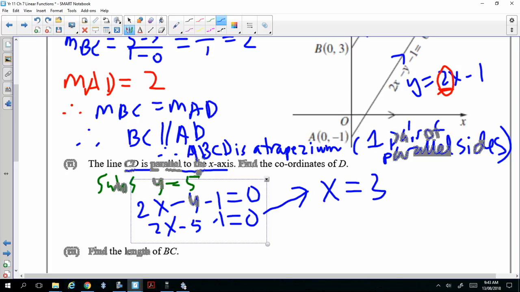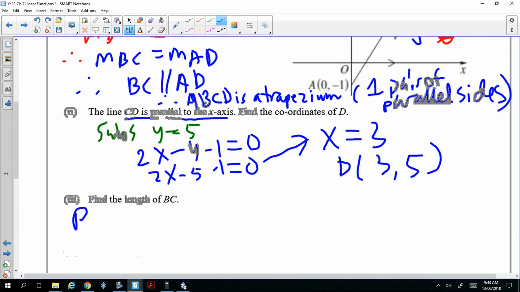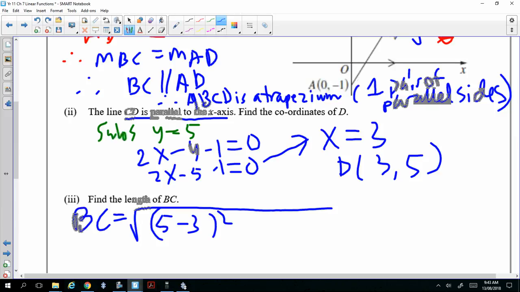Now we get to use perpendicular distance soon. Okay, let's find the length of BC. How do we find the length of BC? What formula do we use? The distance formula. So we go 5 minus 3 squared plus 1 minus 0 squared. Leaving exact form if it doesn't say to round. So it's 2 squared plus 1 squared, which is root 5.